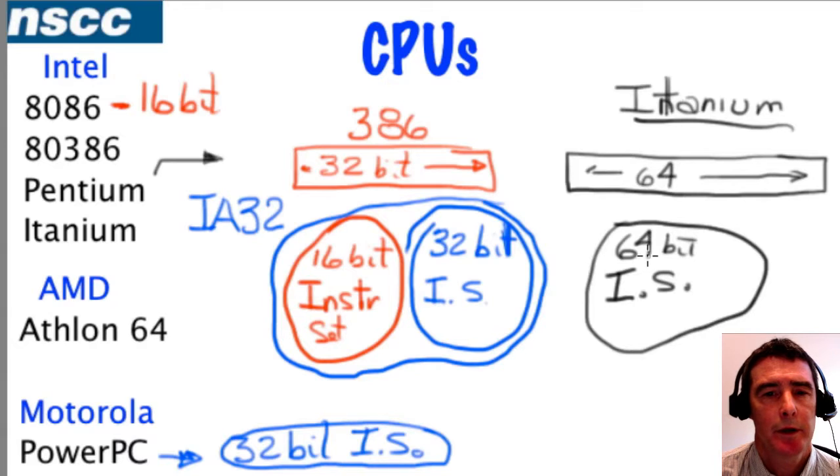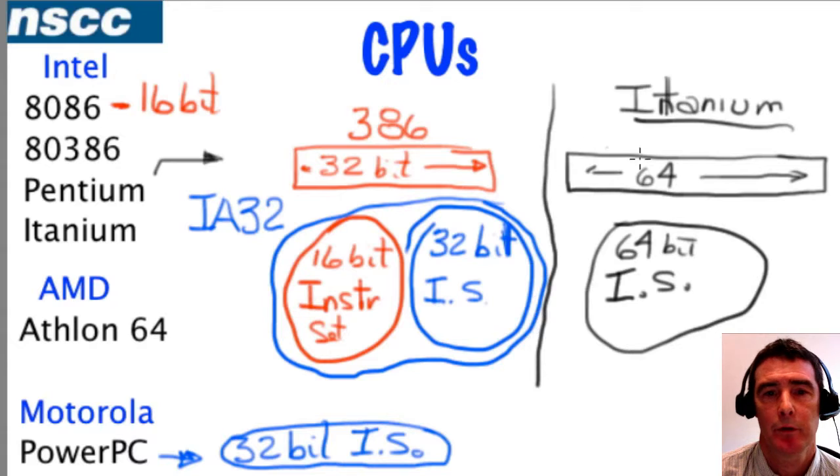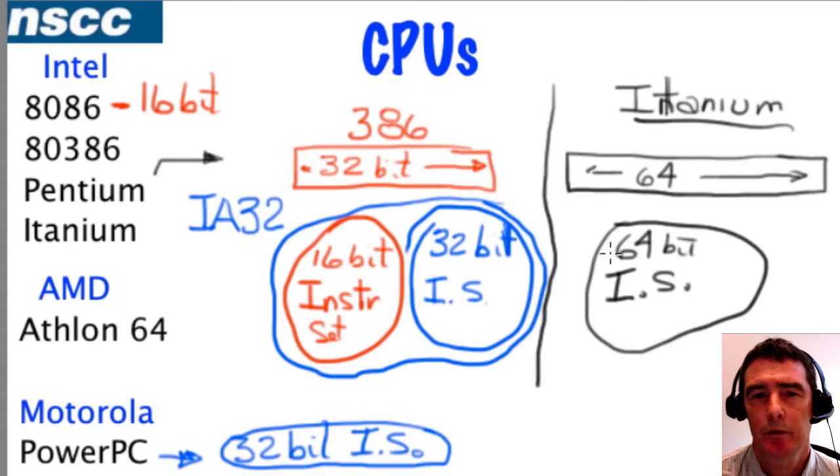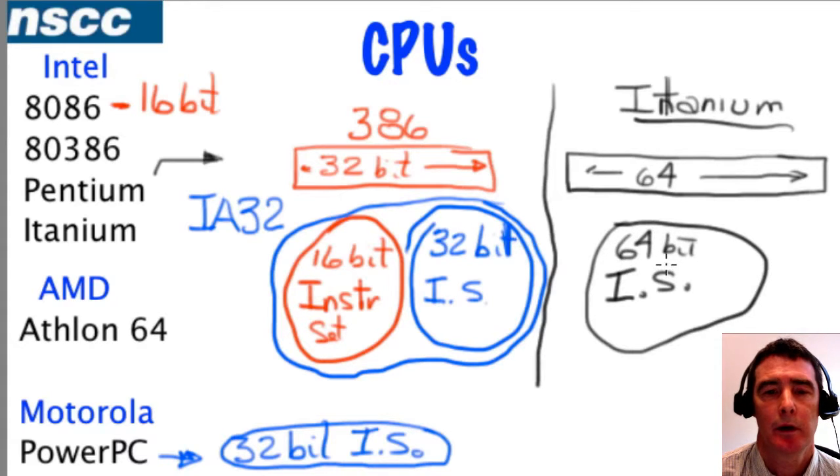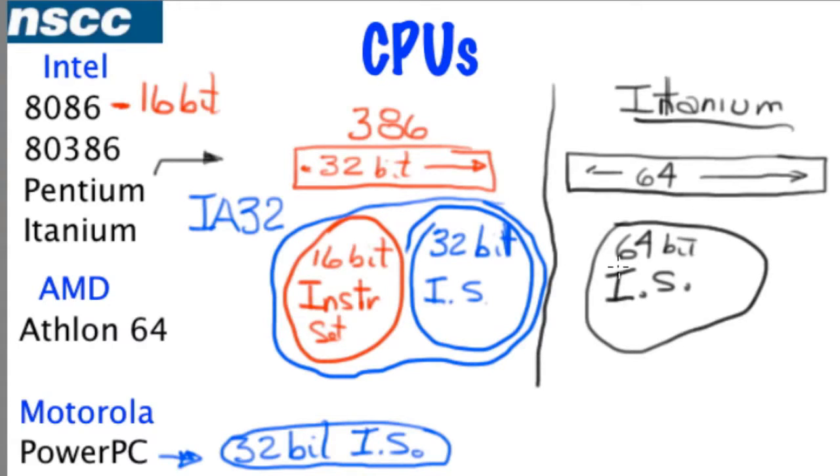Now, the problem with the Itanium was that the Itanium instruction set was not compatible with the 32-bit instruction set here, and therefore if you wanted an operating system or applications for the Itanium, you had to write them from scratch. Nothing was backward compatible. Well, a lot of problems existed from getting people to adopt the 64-bit instruction set.